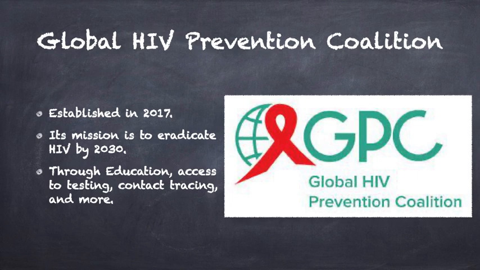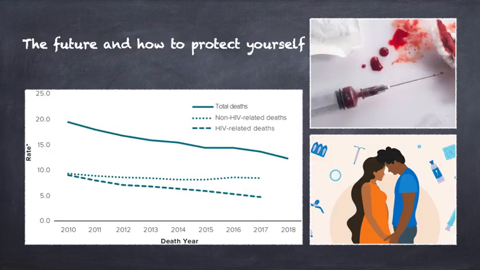Okay, any international efforts to eradicate the virus? We have the Global HIV Prevention Coalition, which was established in 2017 with the mission to eradicate HIV by 2030. The coalition is focused more on regions that are more vulnerable to the disease and provides strategies to help minimize new infections. HIV/AIDS prevention includes educating the public, sex education, free access to HIV medicines and condoms, promotion of safe sex, contact tracing, and diminishing the viral load in infected individuals.